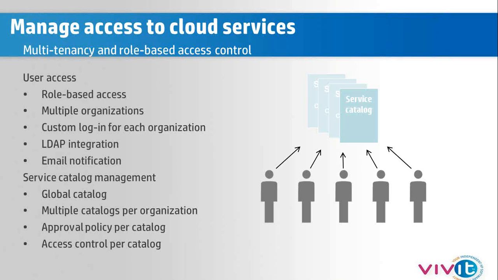And using cloud service automation, the IT team, the cloud management team could also build up a global catalog. They could have multiple catalogs within an organization. They could also enforce an approval policy either for a particular catalog or for a particular service element, which is required to be offered to the customers. It could also enable an access control for each catalog or a catalog item.